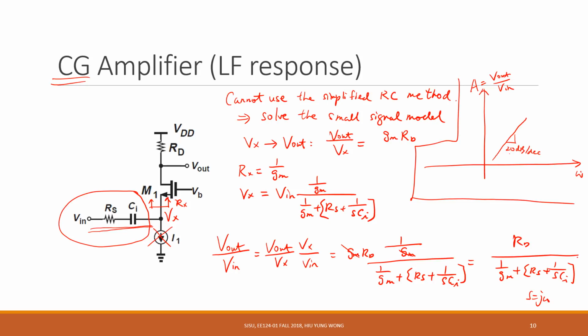Until at a point, the frequency becomes large enough that this 1 over sCi term can be neglected. Then you will flatten out. It's not dependent on the frequency anymore. And this is when it has a value of Rd divided by 1 over Gm plus Rs, because 1 over sCi is very small. Right? So you see that the low frequency response of this circuit is a high pass filter. Okay?